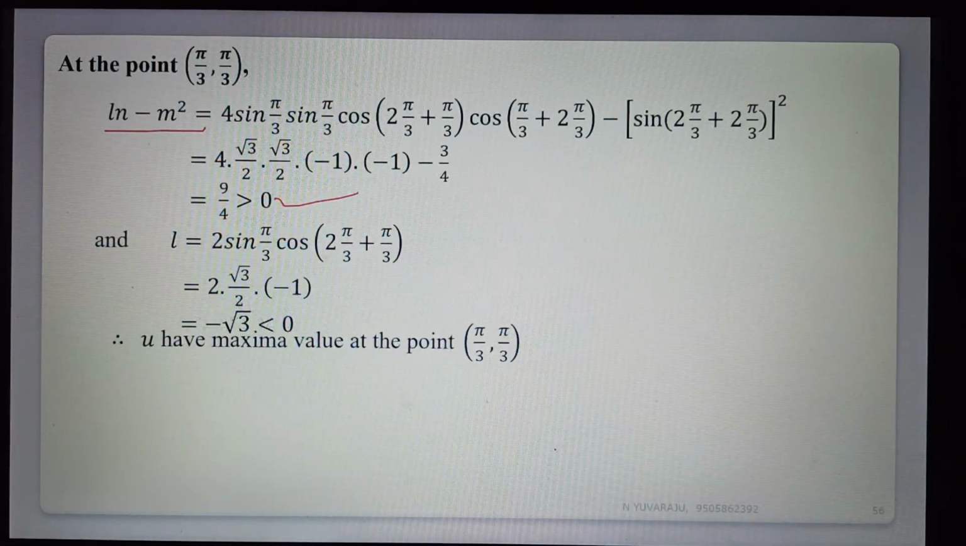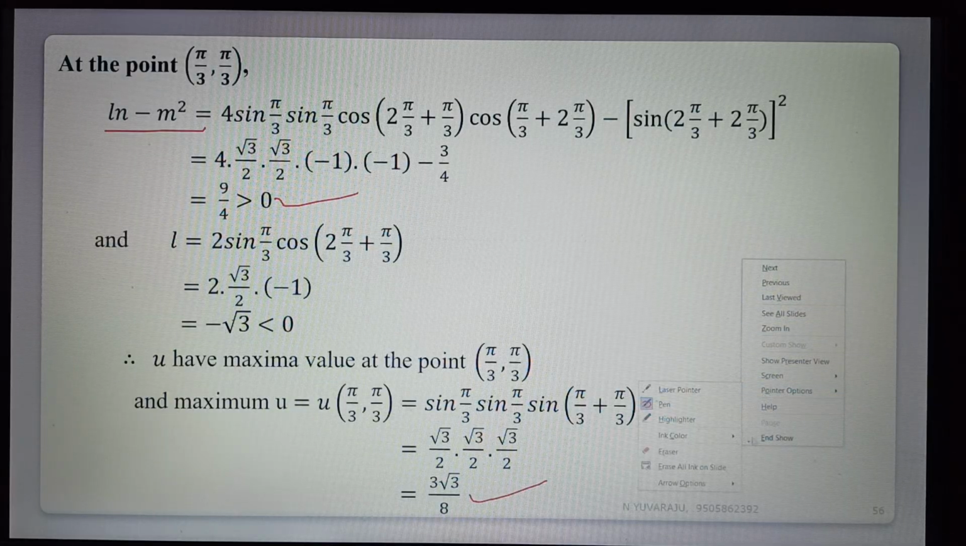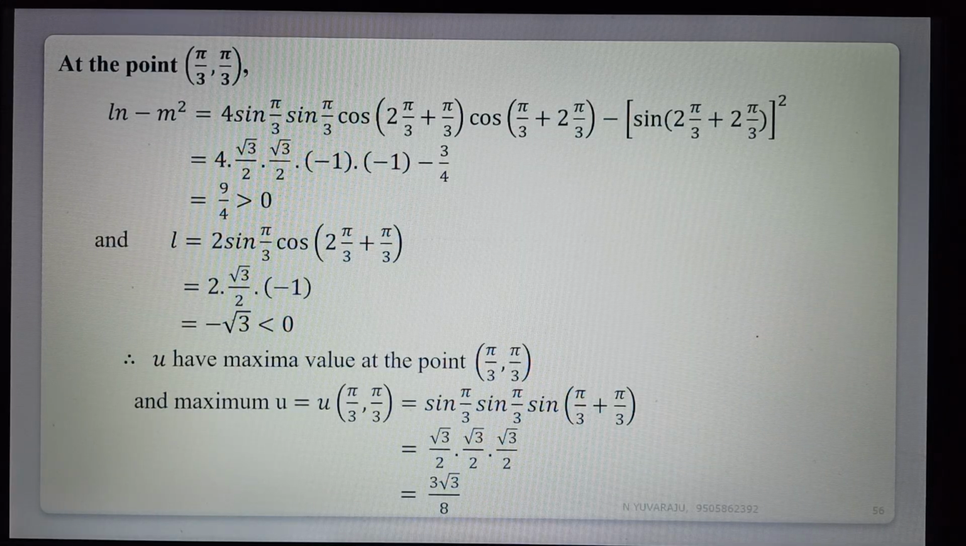Now finding the maximum value, u of (5/3, 5/3), substituting into the given function: sin(π/3) into sin(π/3) into sin of (5π/3 plus 5π/3), that is equal to root 3 by 2, root 3 by 2, root 3 by 2, that is equal to 3 root 3 by 8. This is the maximum value of the given function. Okay, so this is a very important question. See the next example.